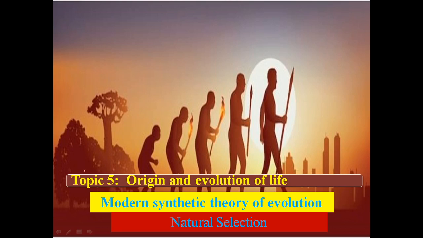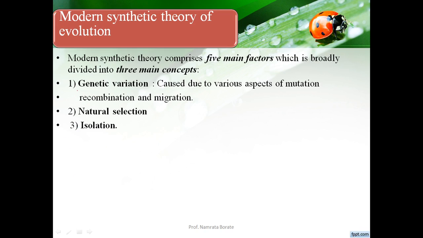We are going to continue the next part of the modern synthetic theory of evolution. That's the second one, natural selection. In the last video, we already saw genetic variations, which is the first part of the modern synthetic theory. In this video, we continue with the second concept of the modern synthetic theory, that's natural selection. So let's continue our point.